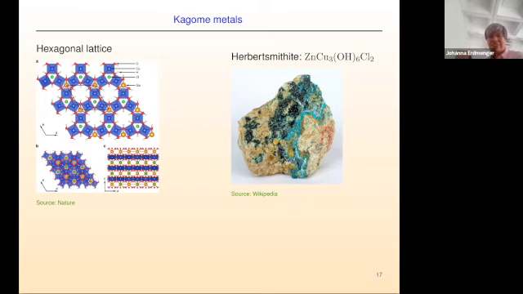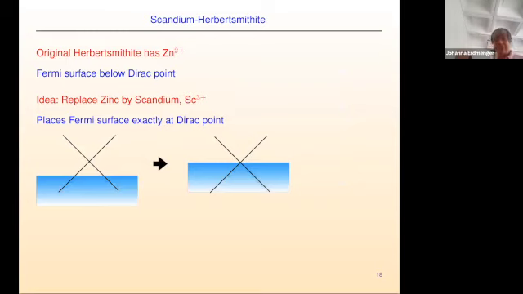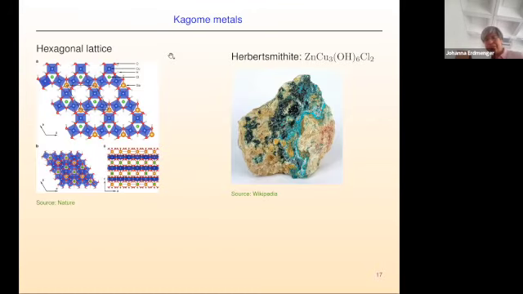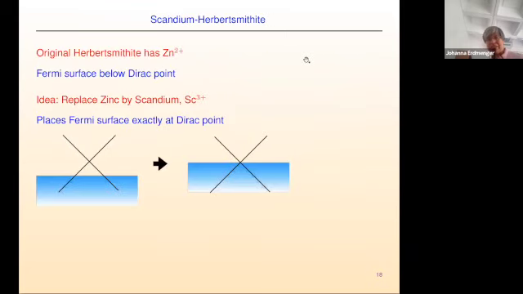Now the problem is that this absolutely real material doesn't quite have the property that we want, because note that there's zinc here, and this is a twice positive ion. That implies that the so-called Fermi surface is below the Dirac point. So we have this band structure with this linear crossing, where we have this quasi-linear behavior, this effective relativistic behavior.